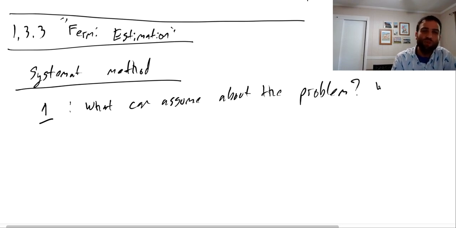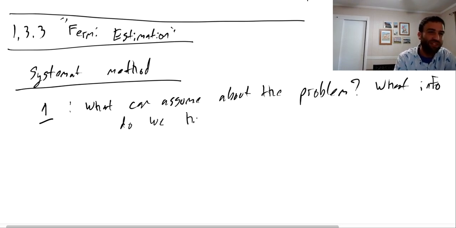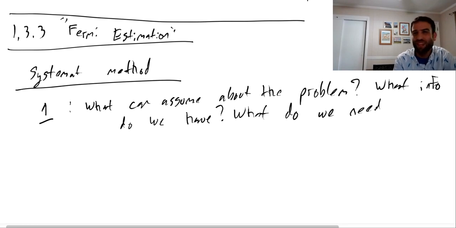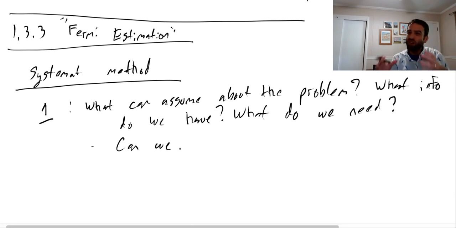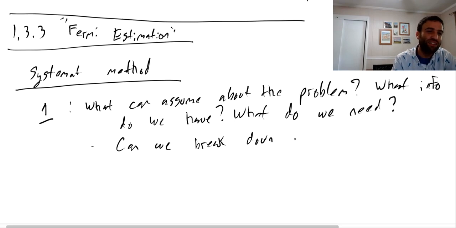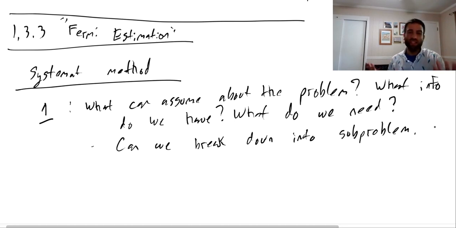What information do we need? What info do we have? What do we need? And can we, importantly, break the problem down into smaller subproblems? For instance, in the crowd example, I said, well, just guessing the number of people in the crowd, that's really hard.